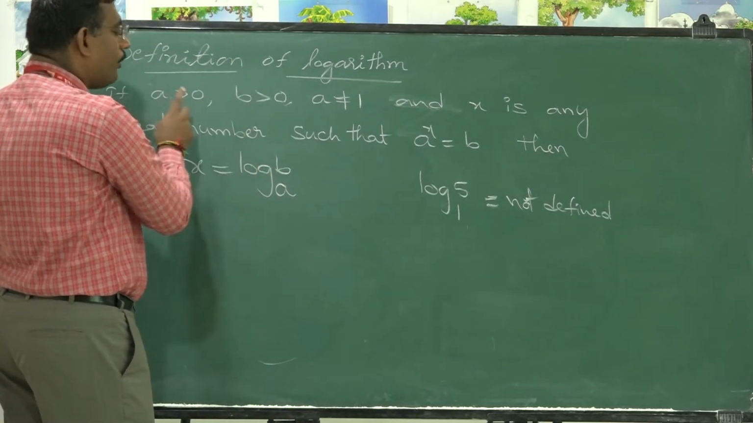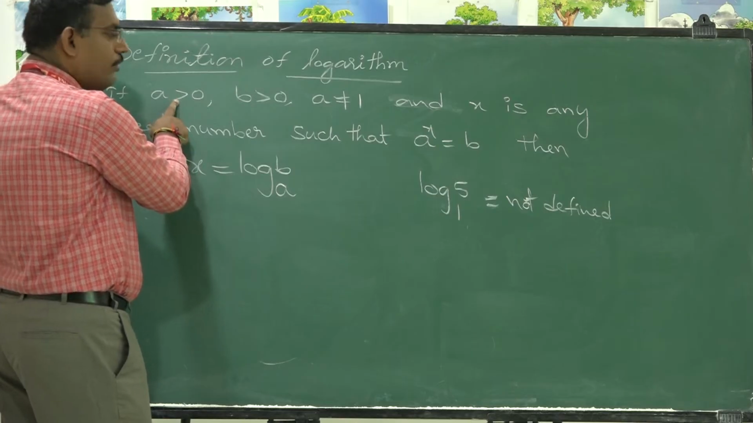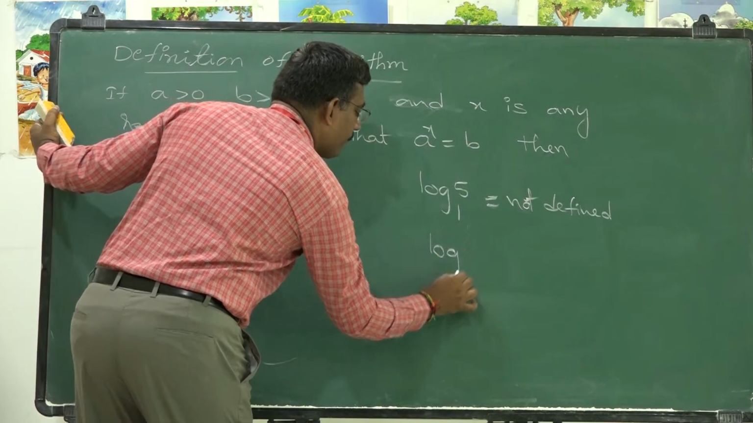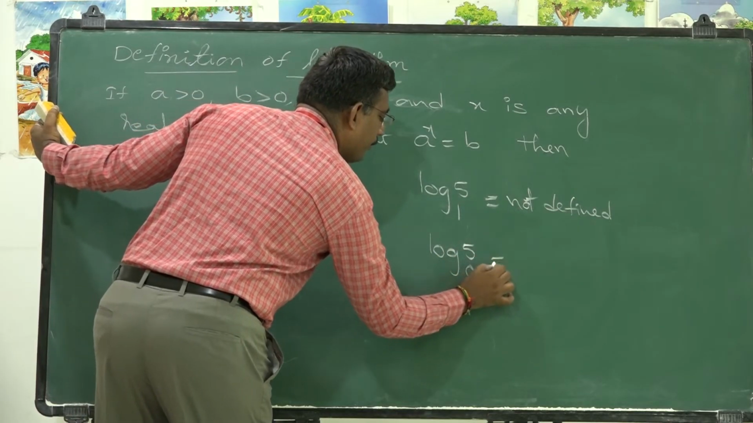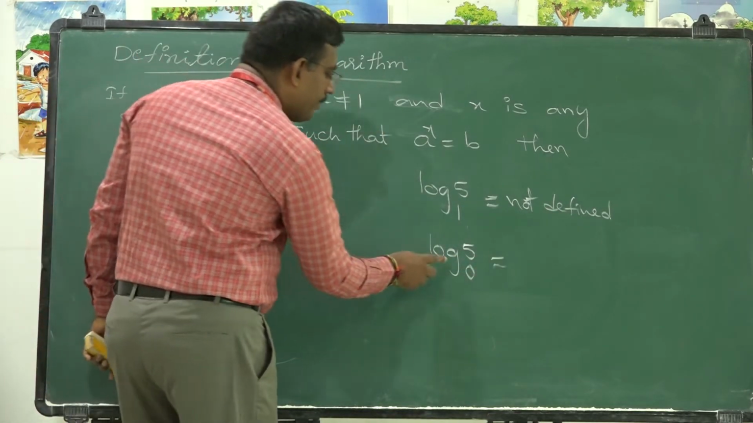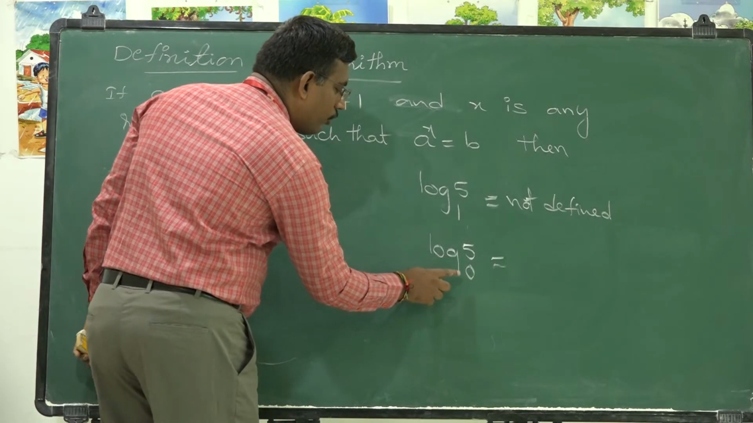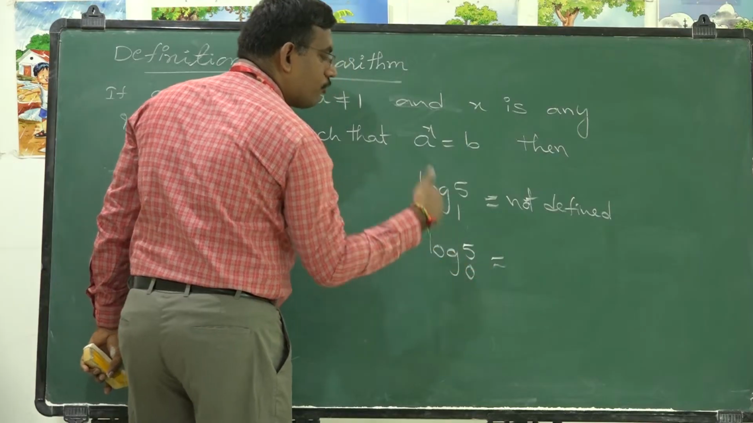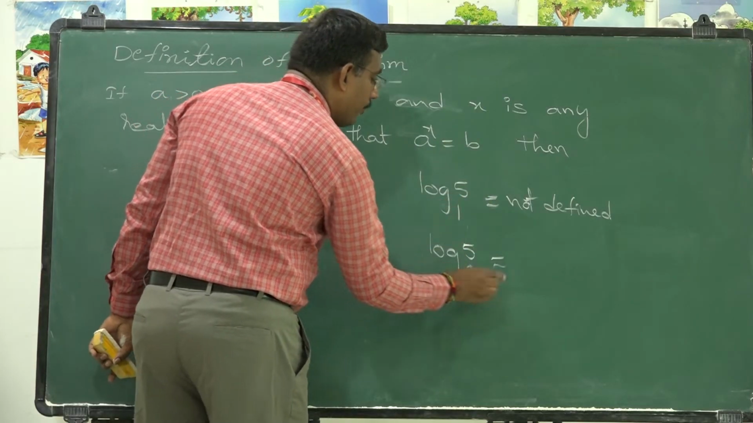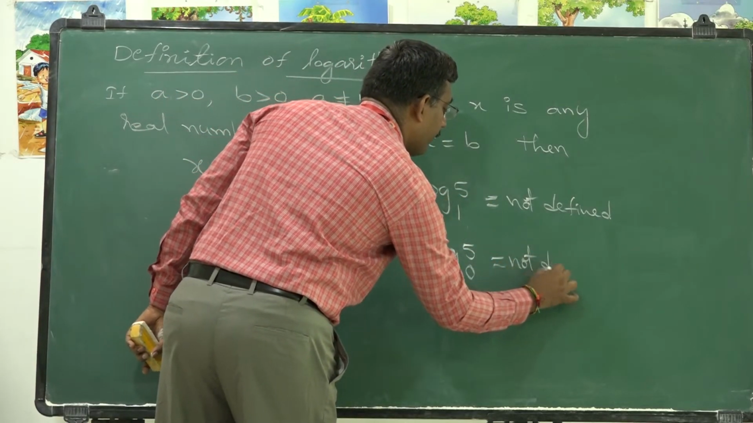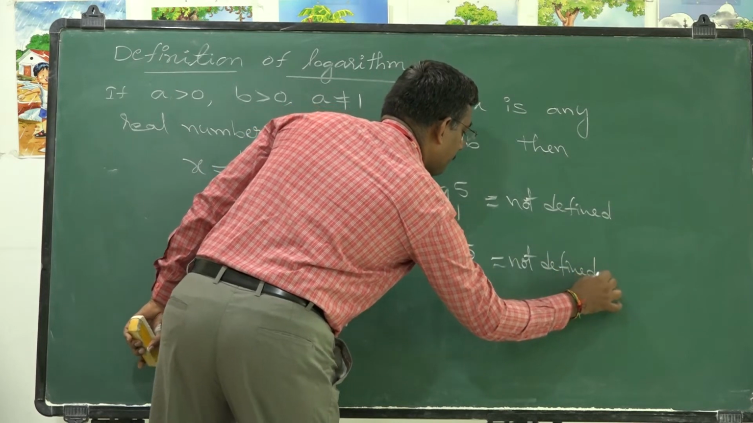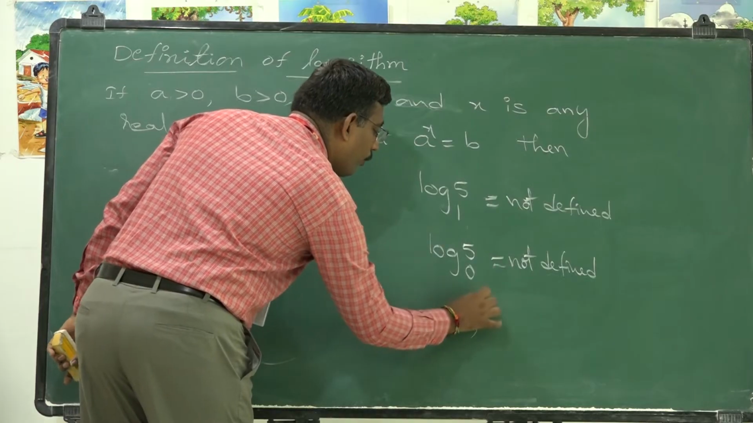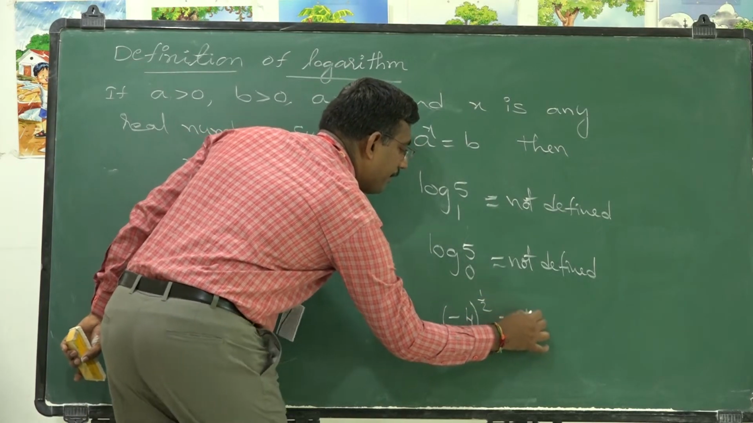Similarly, a and b are positive real numbers. The base is not equal to 0, because if the base is 0, for example log 5 base 0, what is the meaning of log 5 base 0? How many zeros do you multiply to get 5? But we multiply 0 any number of times, we get 0 but not 5. So log 5 base 0 is not defined. Similarly, for example, if the base is negative, minus 4 whole power 1 by 2 is not defined.